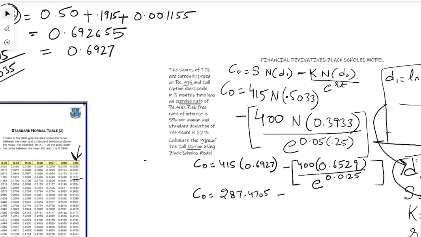261.16. So 261.16 upon e to the power 0.0125. How did we get that? 0.05 multiplied by 0.25 gave us 0.0125. Right? So it has been some great stuff on the calculation part. Now just take care of these concepts, the normal distribution value of D1 and the normal distribution value of D2.